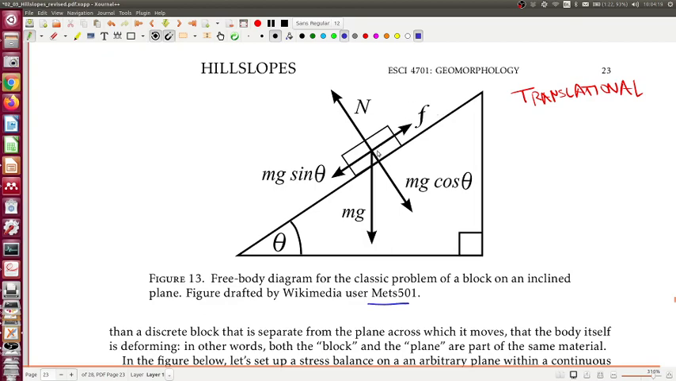And so there's a normal force, which is directed out this way, and the normal force times the coefficient of friction is equal to the resisting forces. Meanwhile, the driving forces are defined by this mass times gravity, which is the weight of that block, times the sine of this angle theta. The normal force is mass times gravity times the cosine of the angle theta.